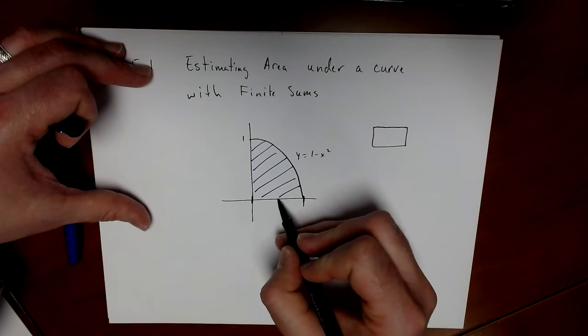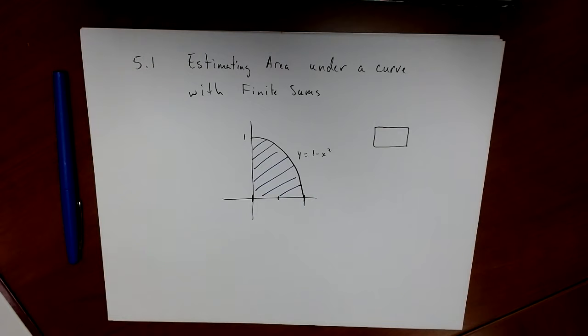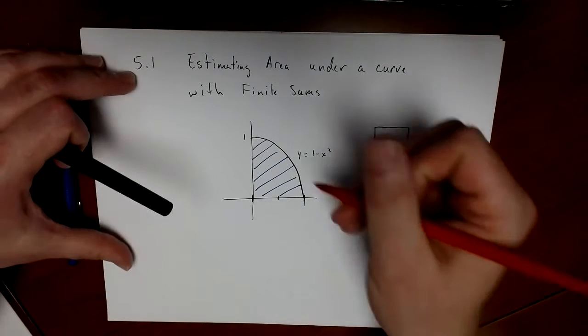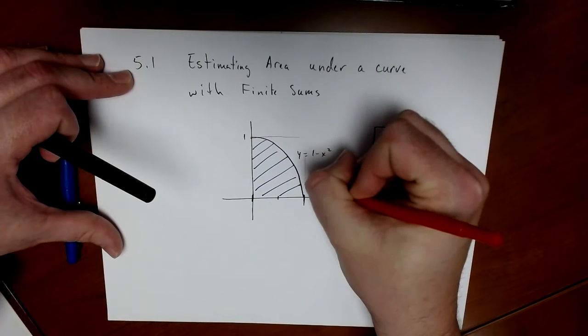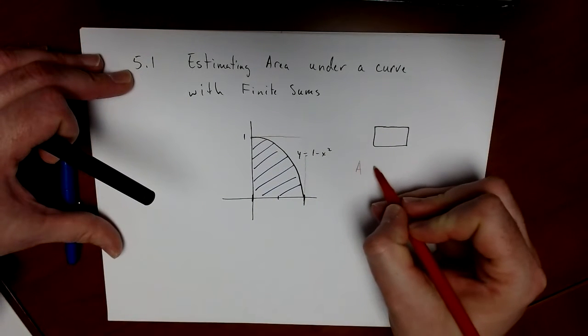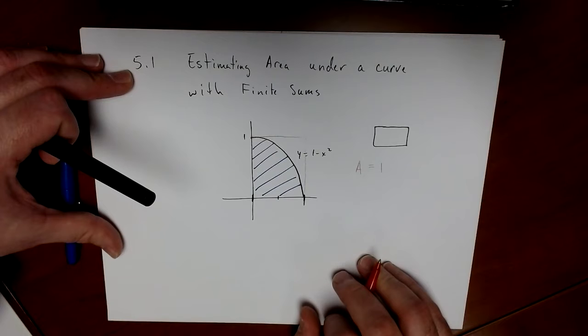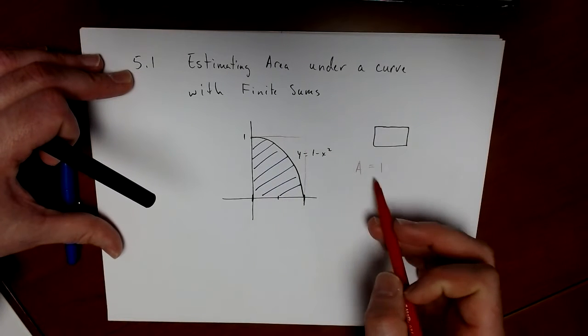So we'll divide up our region, and the first thing, let me switch to my red pen. First thing we'll do is actually divide it only into one rectangle. And so the rectangle that this fits in best has area 1. So we know the area under this curve is less than 1.